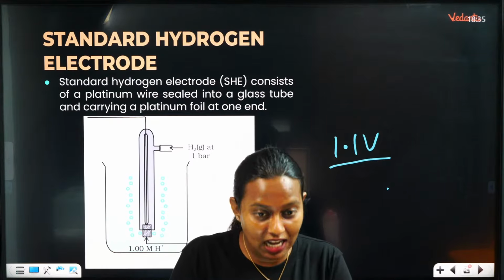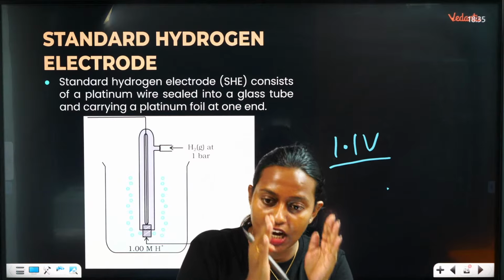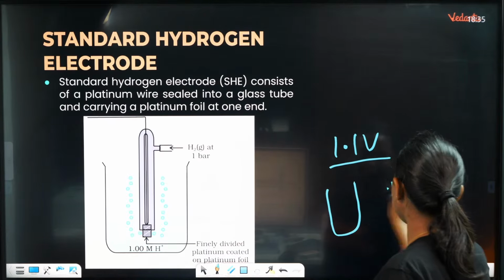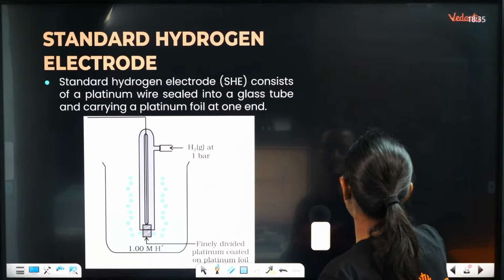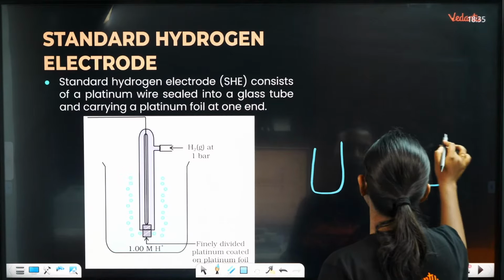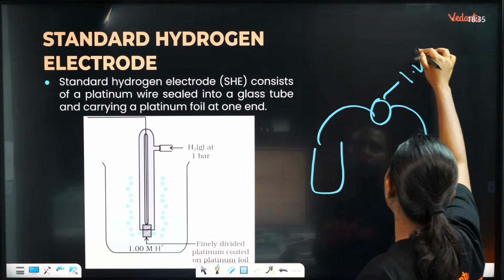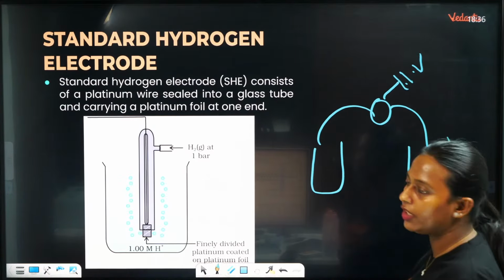So, what will happen? We know that two half cells are there. Just a second, I will draw. The difference of the two half cells is 1.1 volt.